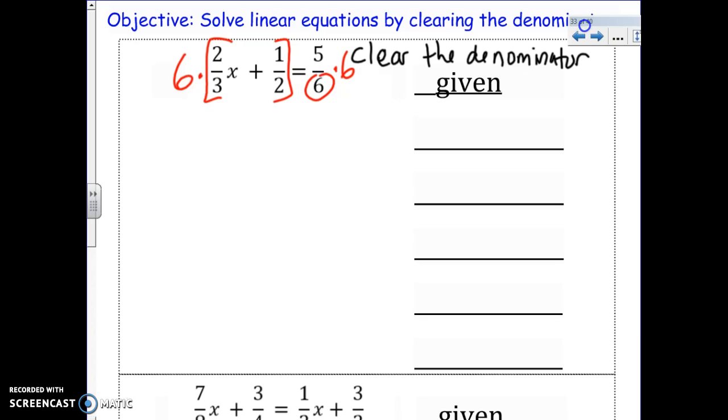All right, so what happens here is these 6's cancel out on the right side, and I'm just left with 5, right? Because when you have 6 on top and 6 on the bottom, they cross out. And then I have to distribute that 6 inside. So 6 times 2 over 3x plus 6 times 1 over 2.